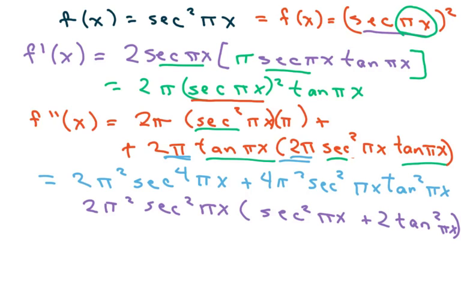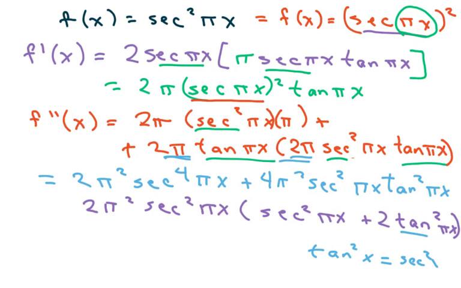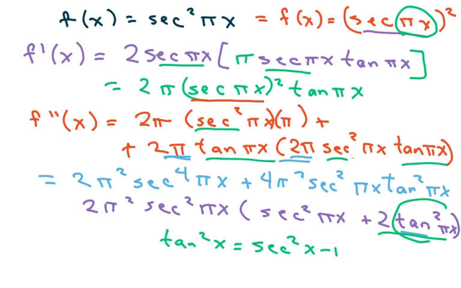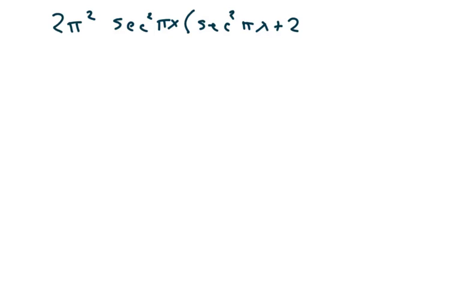Now, so I can have everything in terms of secant, I'm going to rewrite my tan squared. We know that tan squared of x equals secant squared of x minus 1. So that's what I'm going to write over here. I'm going to write 2 pi squared secant squared pi times x. Then we have secant squared pi x plus 2 times, well, now I'm going to write this as secant squared pi x minus 1.